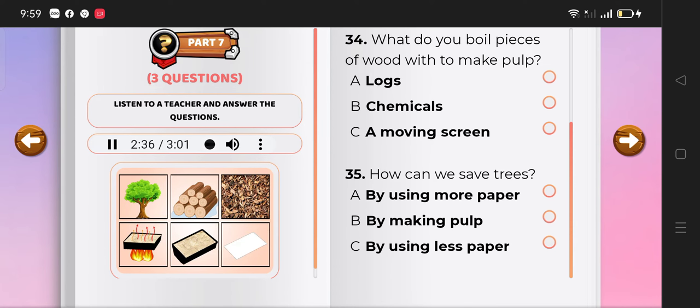Number 35. How can we save trees? A. By using more paper. B. By making pulp. C. By using less paper.